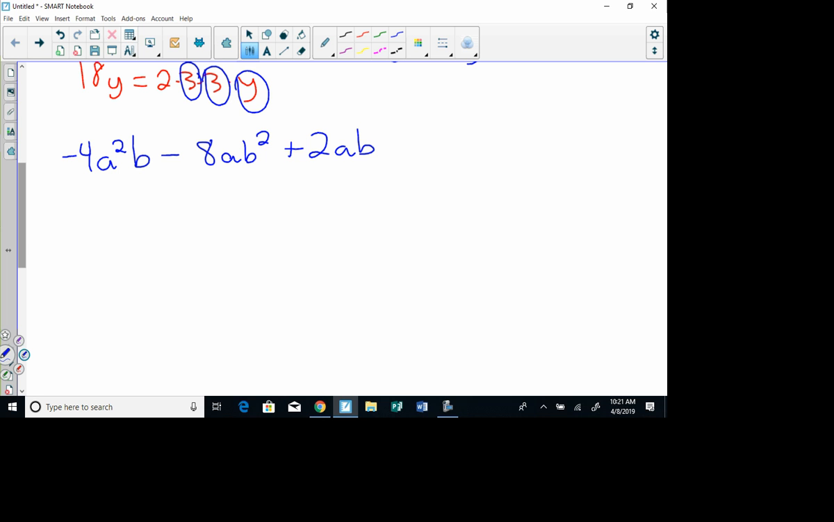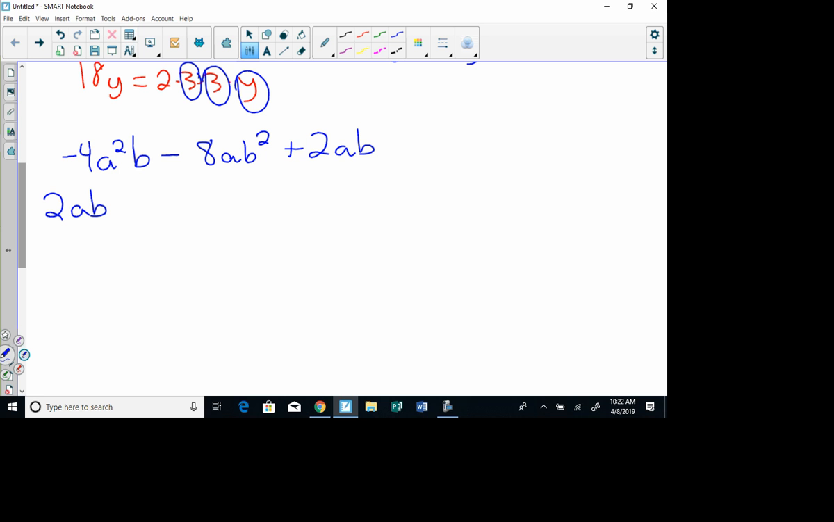Okay, let's look at the numbers: 4, 8, and 2. What do they all have in common? A 2. So I'm going to factor out a 2. And now let's look at the variables. Do they all have an A? Yes. Do they all have an A squared? No, just an A. Do they all have a B? Yes. Do they all have a B squared? No, just a B. So my greatest common factor is 2AB.